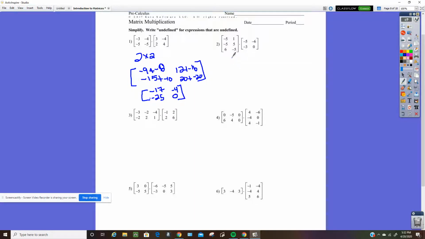And then here, this is a 3 by 2, and then a 2 by 2. So these center numbers match. I'm going to end up with a 3 by 2. So -5 times -5 is 25, plus -3. And then 30 plus 0.